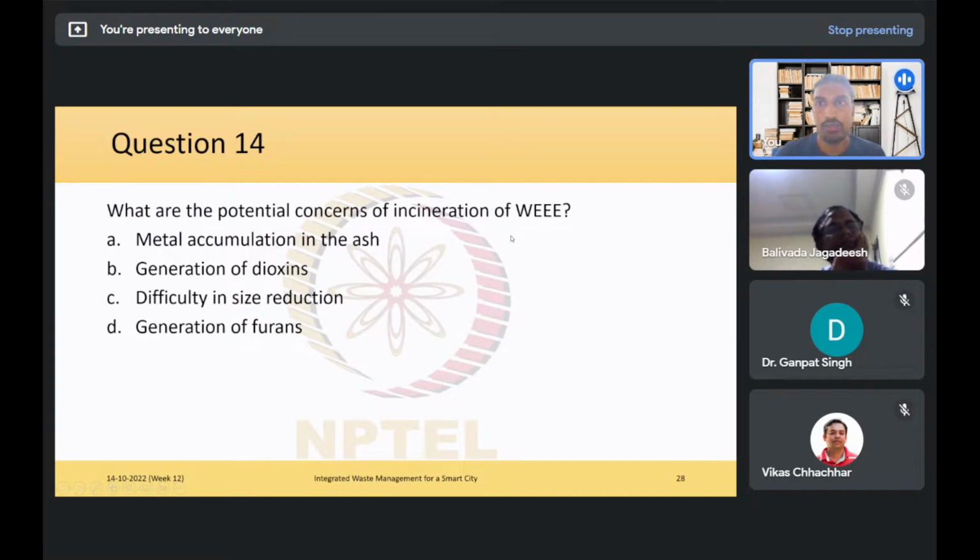Okay, so question 14: what are the potential concerns of incineration of WEEE? The options are metal accumulation in ash, generation of dioxins, difficulty in size reduction, and generation of furans. One answer is options A, B, and D.